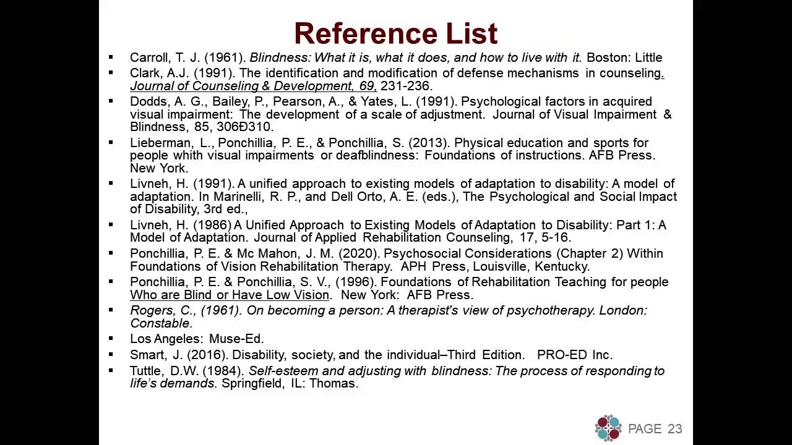There's a physical education book that Dr. Ponchilla and Dr. Lieberman wrote a number of years ago that has a whole chapter on Livna's unified model of adjustment. It's excellent. And there's a whole table there that you can look at that goes into a lot more detail than we did. And then another one is chapter 2 in the new Foundations of Vision Rehabilitation Therapy textbook. That does the same thing because Ponchilla wrote a lot of that. And he has that same table in there, but he also does a much deeper dive into inherent bias and the prejudice against blindness of people out in the community.